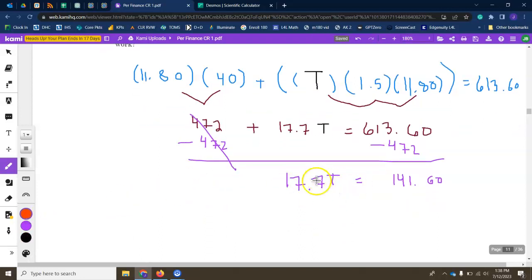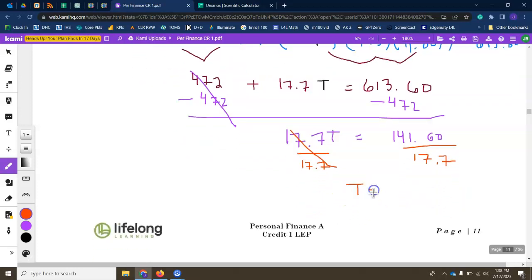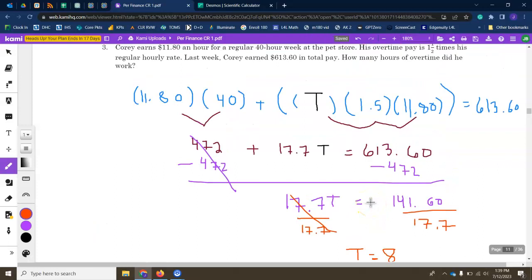We want to get T by itself, and there's no addition or subtraction around it, so it is a multiplication with T. Taking it away, we are canceling that side, and we're doing it to the other side. We are dividing both sides by 17.7 to get our final answer of T equals $141.60 divided by 17.7. We get 8. T, or in this case, OT, overtime, is 8.